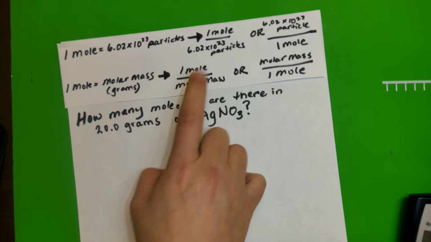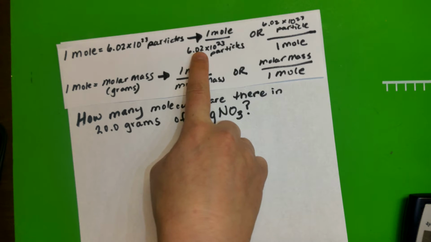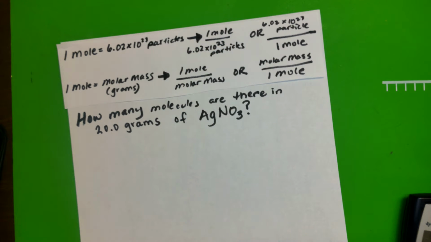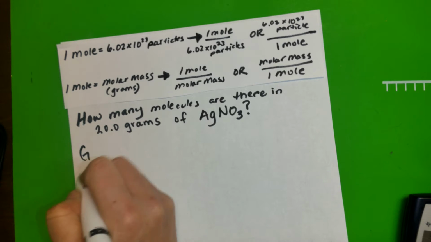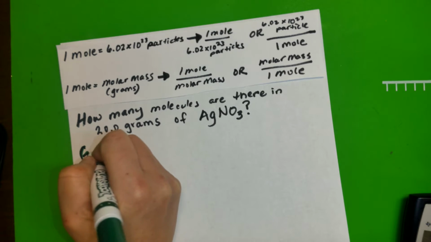Okay, so keep in mind molecules and particles, formula units, it's all the same thing. They all have the same number. They're just different ways of saying it. Okay, so let's start with G. Let's start with the green gum.